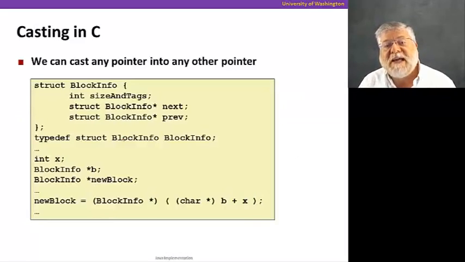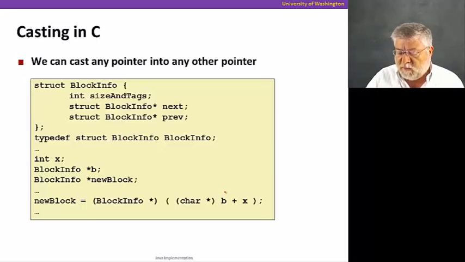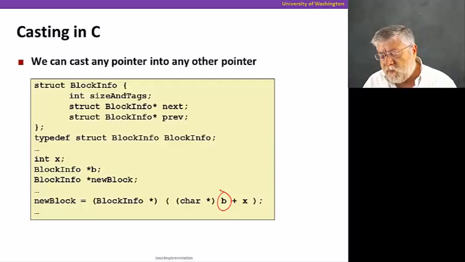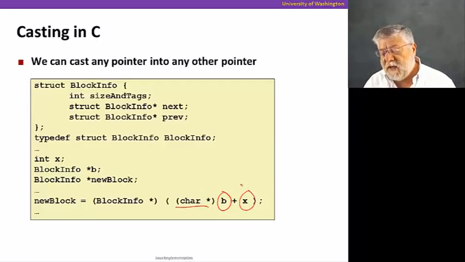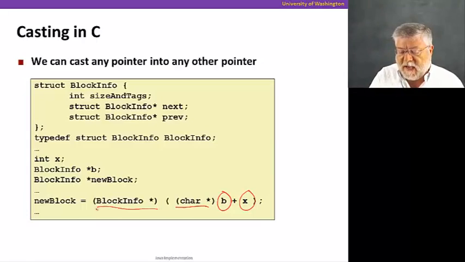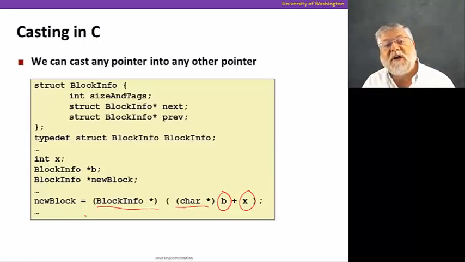Let's take a look at how we do casting in C and contrast that to what we can do in Java. This is an example of code from a memory allocation program, similar to the things we've been talking about in the previous section. What we're going to do here is take a pointer to a block of memory. We're going to cast it as a simple byte pointer, add an offset of a number of bytes. This will point us to a new location in memory, and then recast that as a struct of type block info.